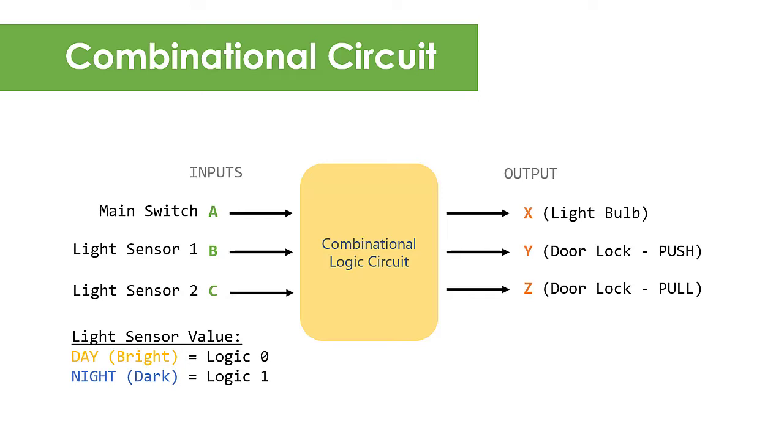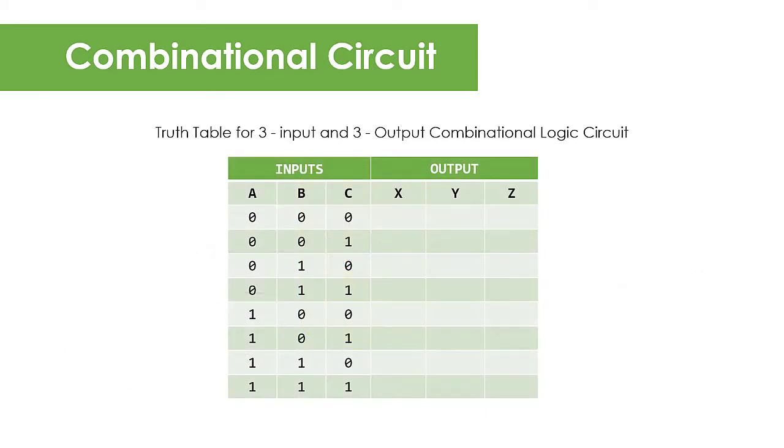To start designing the combinational logic circuit, we must first plot all the possible conditions of our input and output signals in a truth table. So, if we want to have a circuit that accepts three input signals, then we have 8 possible input combinations. And then, for each input condition, we must specify the output logic of either 0 or 1 depending on what we want to achieve.